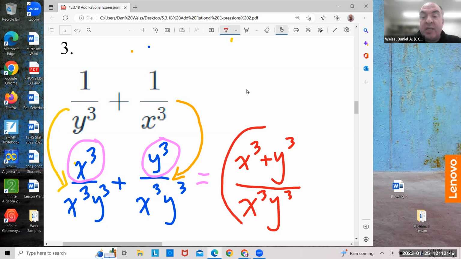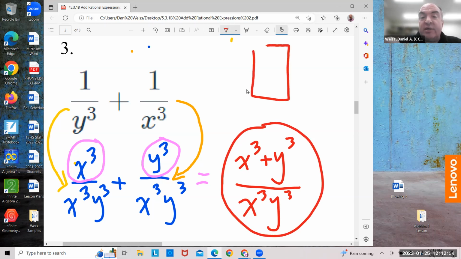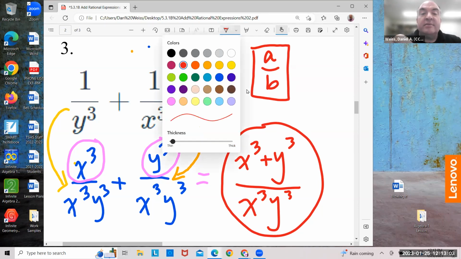Easy. Don't forget, when you put in your answer in Delta Math, to hit that A over B button first to get the fraction set up. Okay? It's easy.